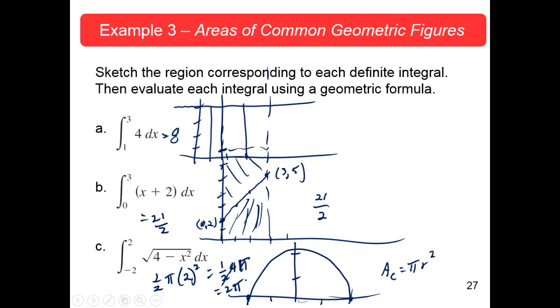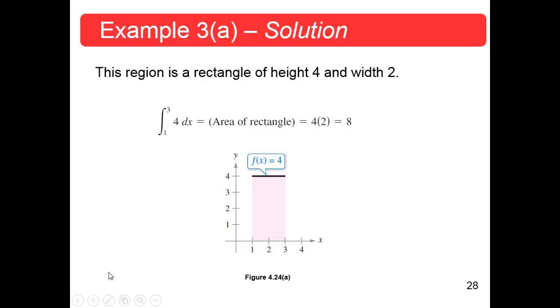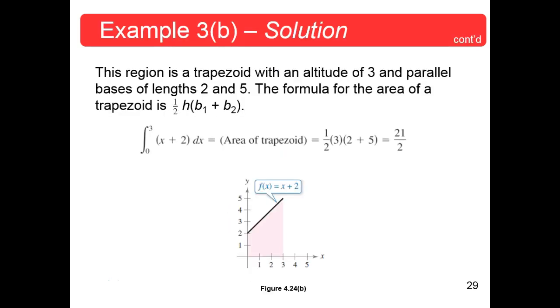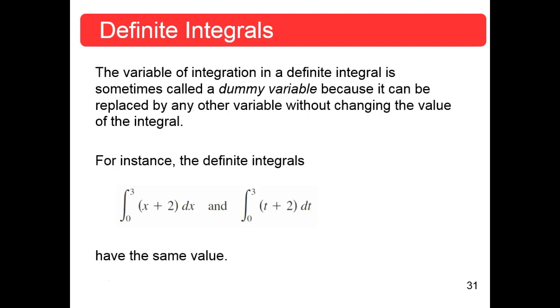All right. That's what I think they are. Let's see what they are. Are we running out of time? Oh my goodness, how could that happen? Let's just do it quickly. That's a rectangle, area 8, we got that one. 21 halves, we got that one. And 2 pi. Isn't that what we got? Okay, good.